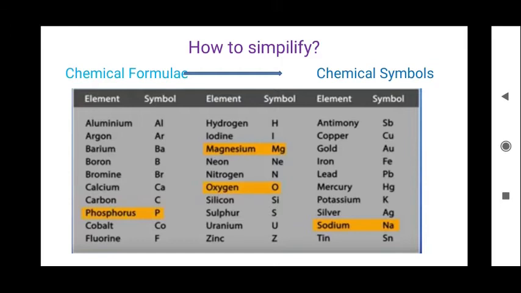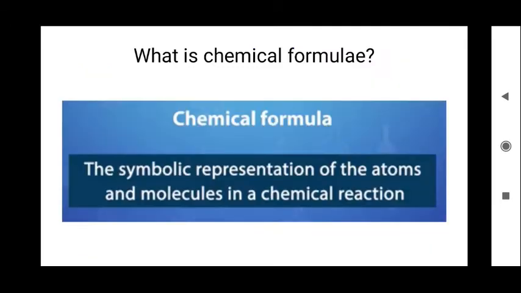The chemical formula is nothing but representing the atoms or elements with their chemical symbols. Some of the chemical symbols are represented below. For example, phosphorus is written as P. Similarly, magnesium is written as Mg. Why we have given that name and symbol is already explained in the previous video. So what is a chemical formula? A chemical formula is a symbolic representation of atoms and molecules in a chemical reaction.